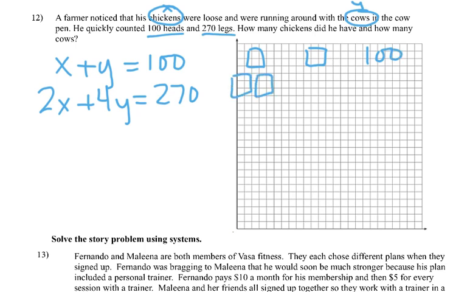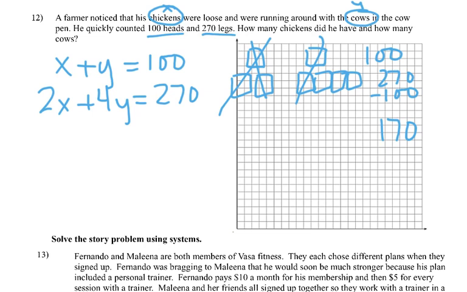2 with the amount of chickens, 4 with the amount of cows, equal 270. Okay, I can cross off a chicken and a cow, and then subtract 100, and that would give me 170 left, right? Because those would be the same amount.